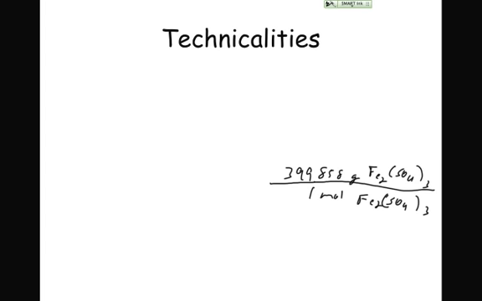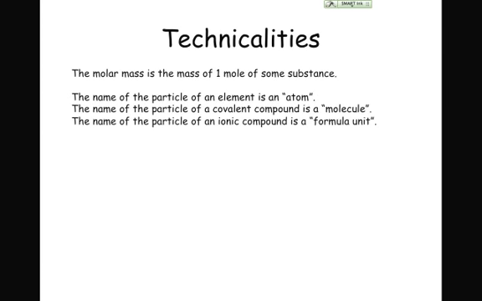Some technicalities. Let's talk about some technicalities, because you may or may not see these in my class, or maybe on some standardized tests, or in college. You'll see these as well. The molar mass is the mass of 1 mole of some substance. Now, the name of the particle of an element is an atom. So if you have an element, the smallest part of that element is the atom. If you have a covalent compound or molecular compound, such as water or carbon dioxide, then the smallest part of that is a molecule of water, a molecule of carbon dioxide.